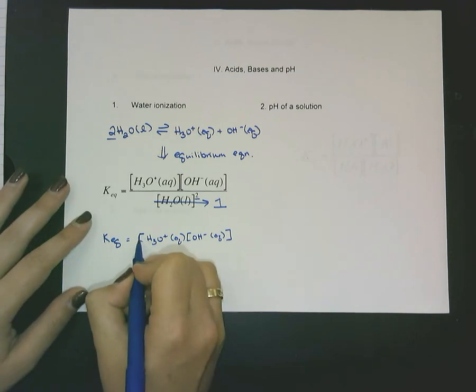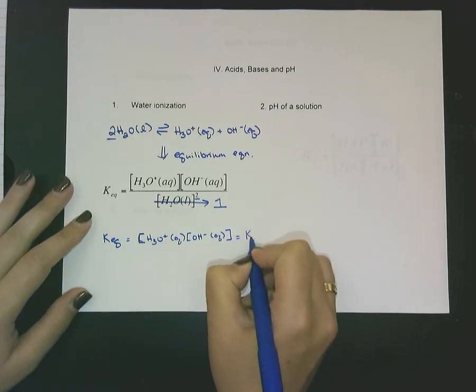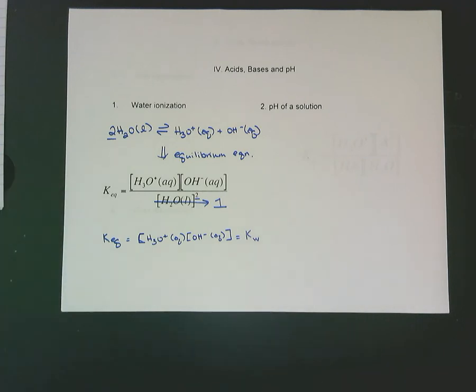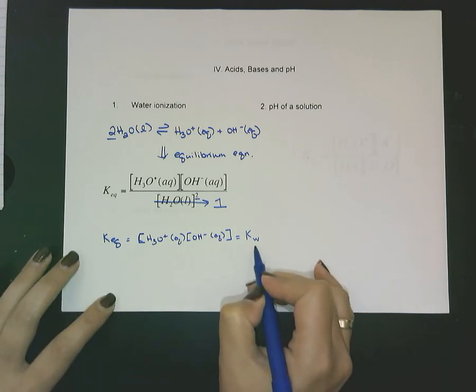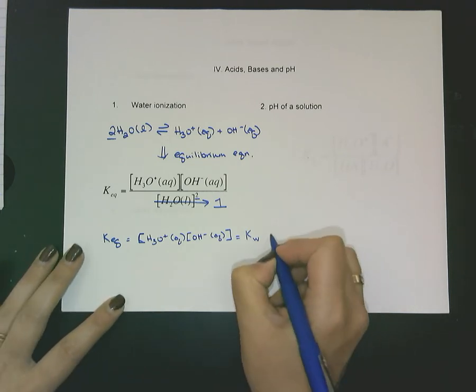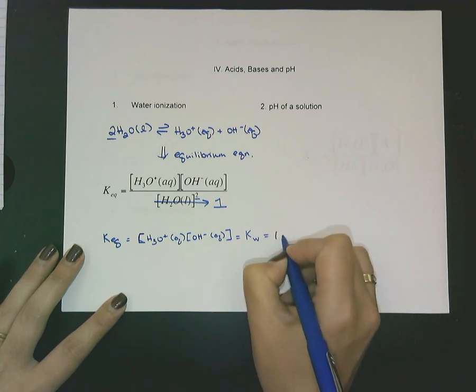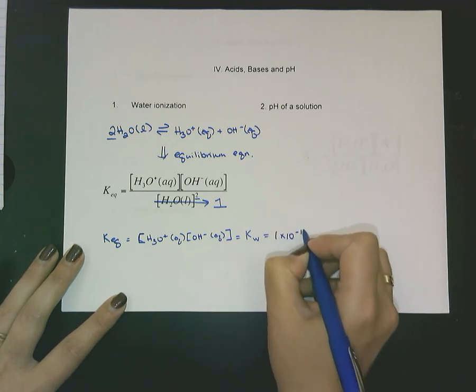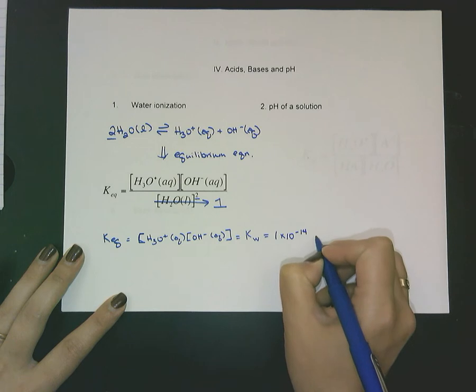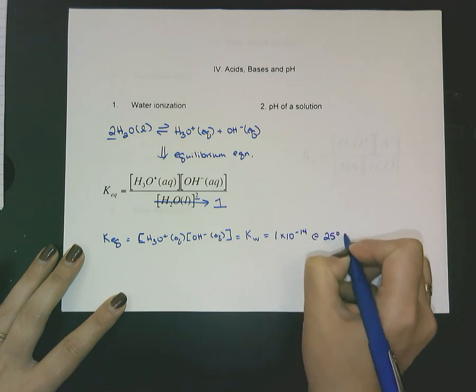Okay, this happens to be a special equilibrium constant. It's going to be called Kw, because it's the equilibrium constant of water. And so it just has its own little w at the bottom, which means water, which happens to equal 1 times 10 to the negative 14th at 25 degrees Celsius.